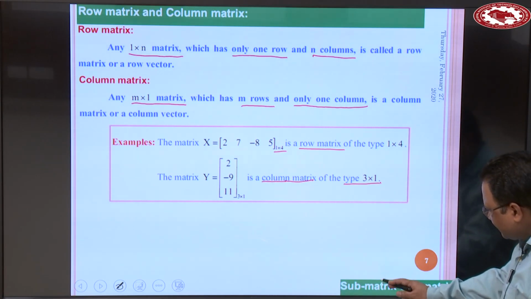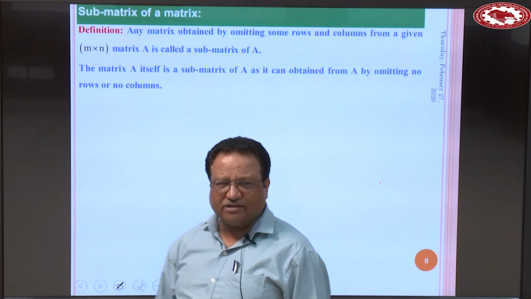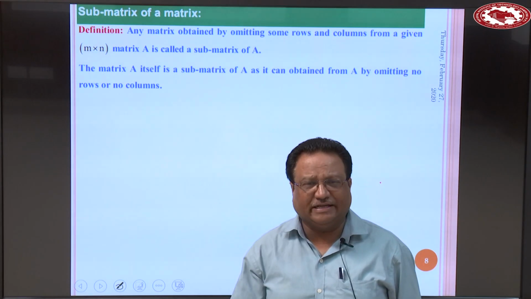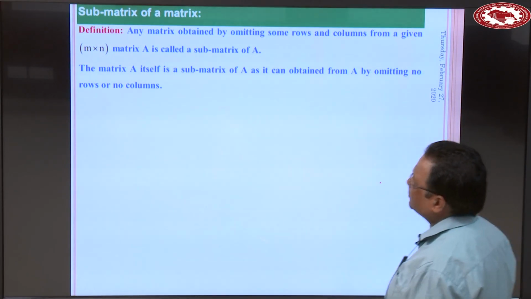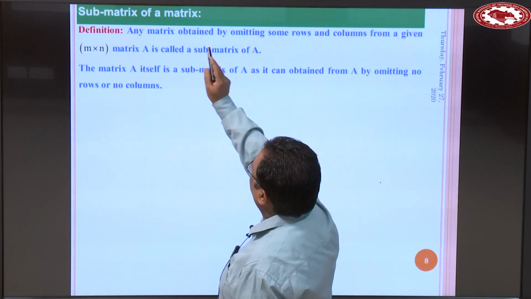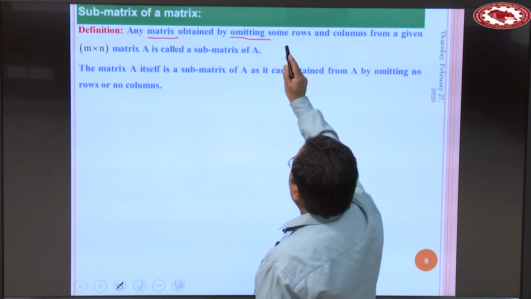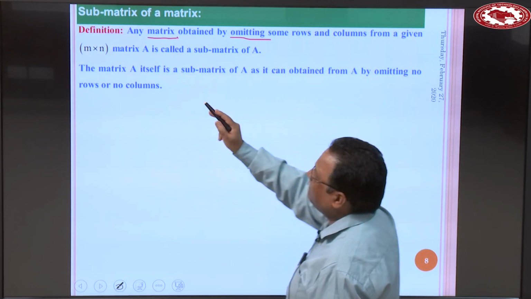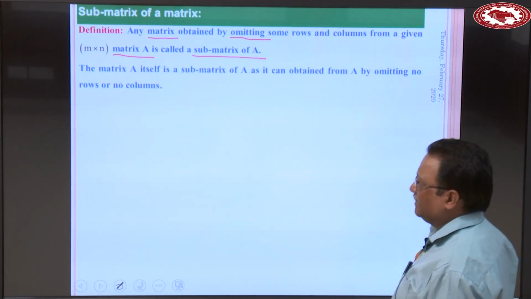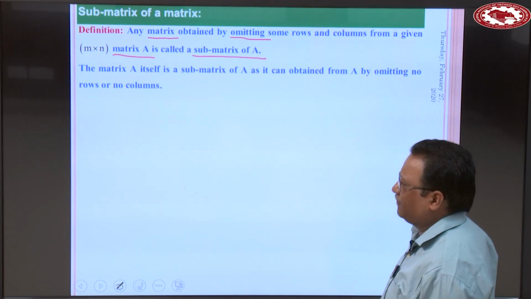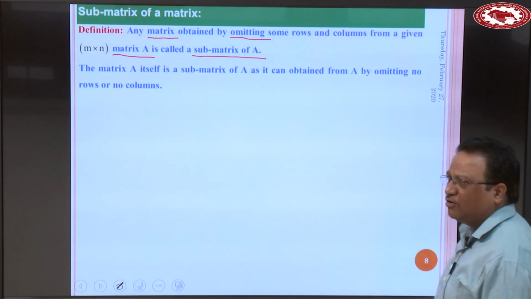Now, next definition: submatrix of a matrix. What is a submatrix of a matrix? Any matrix obtained from a given matrix A by omitting some rows and columns is known as a submatrix of A. So, any matrix obtained by omitting some rows and columns from a given m by n matrix A is called a submatrix of A. The matrix A itself is a submatrix of A, because it can be obtained from A by omitting no rows and no columns.